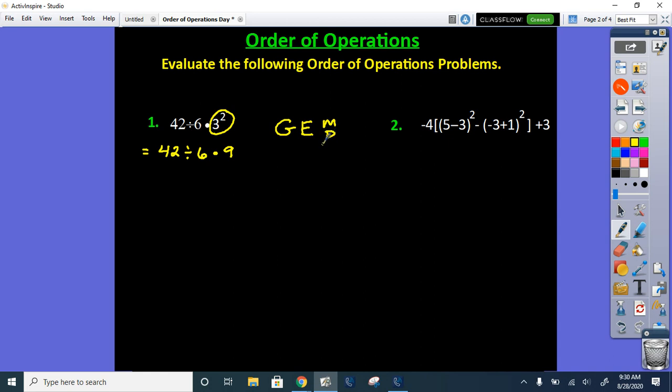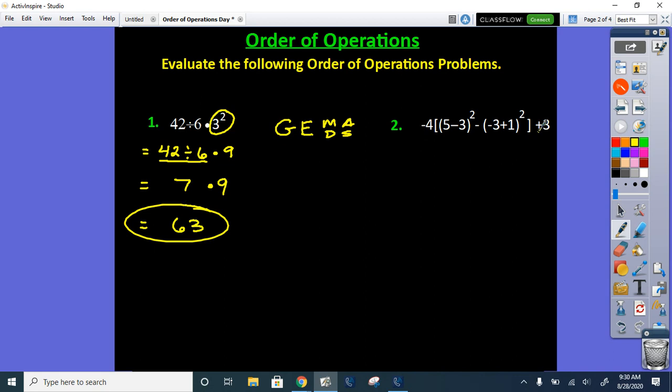Here I'm looking from left to right. As I read from left to right, I have 2 symbols here, but the first one is 42 divided by 6. So that's what I'm going to focus on. I'm going to drop down and multiply by 9 because I'm not going to change that yet. 42 divided by 6 is 7. And now I ask myself again, do I have multiplication or division? I do. 7 times 9 is 63. When you get it down to one term or one number, that tells you you are done. So the final solution is 63.